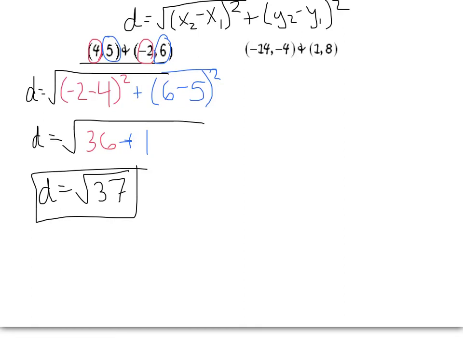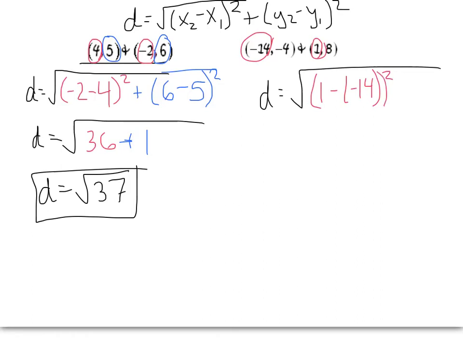Next problem. Take a look at what we got here. Distance is the square root of x minus my x, negative 14, squared, plus my y, 8, minus my negative 4, squared.